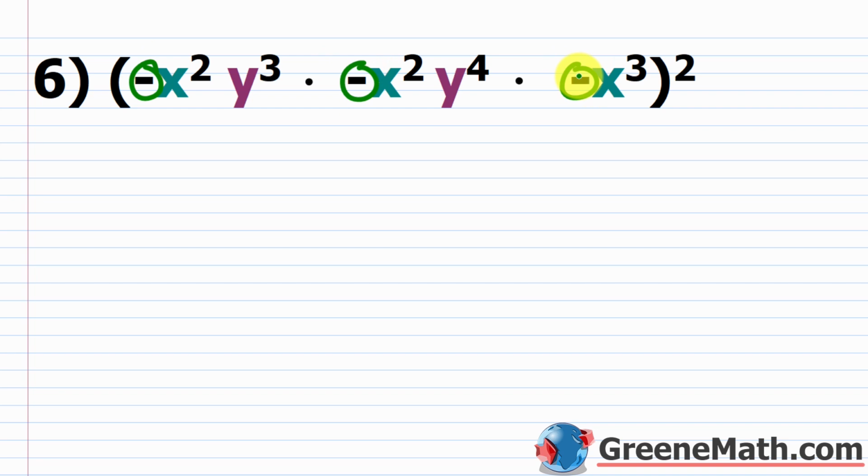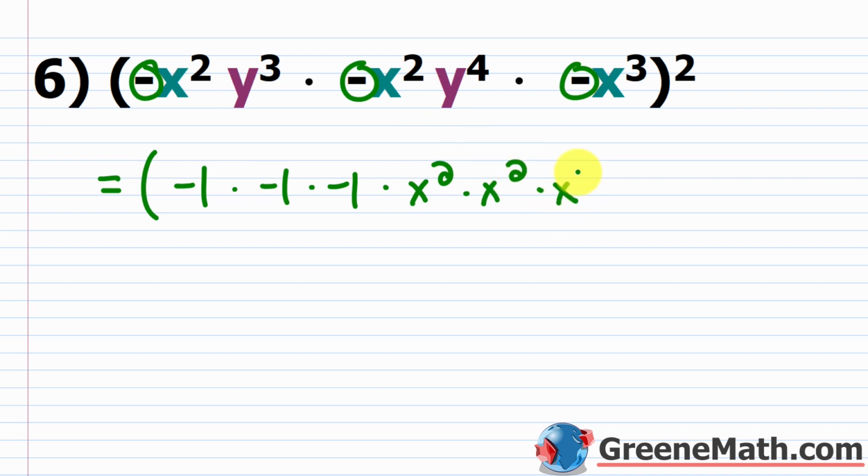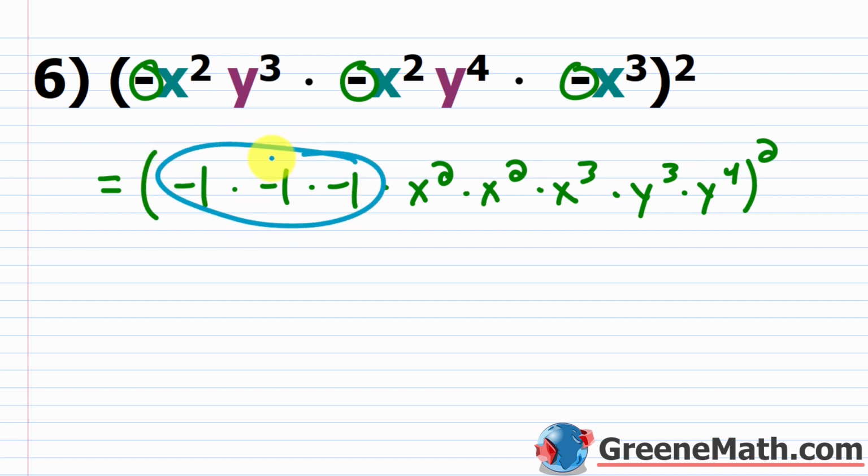So if I had, let me write this out for clarity, -1 times -1 times -1, I'm just reordering my multiplication, which is legal, and then times x squared. Let me put the x's next to each other. So times x squared, and then times x cubed, and then times y cubed, and then times y to the 4th power, and this is all squared, okay? So I can see clearly that this right here is going to be -1. You have 3 factors of -1. It's an odd number of negative factors, so it's negative.